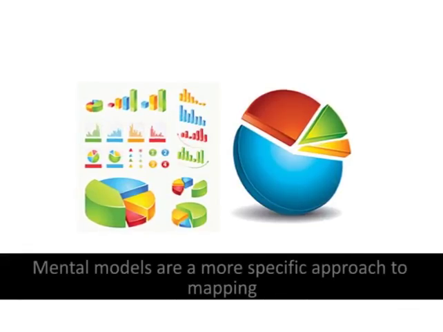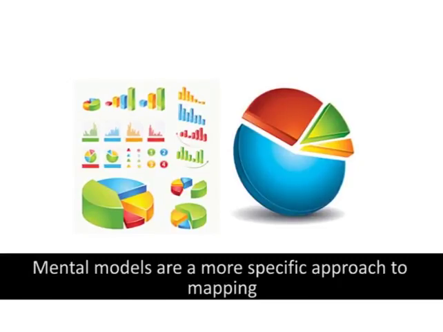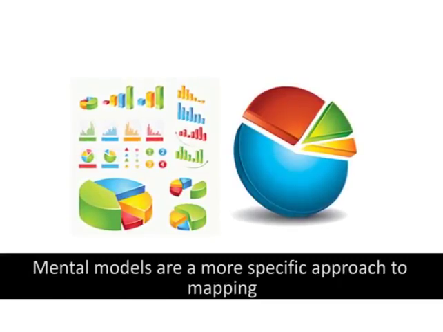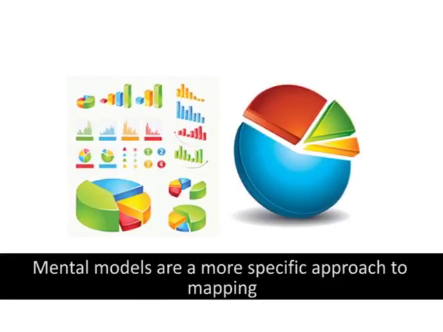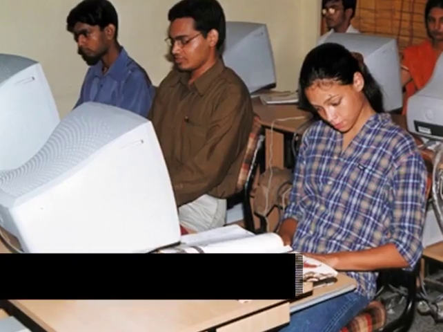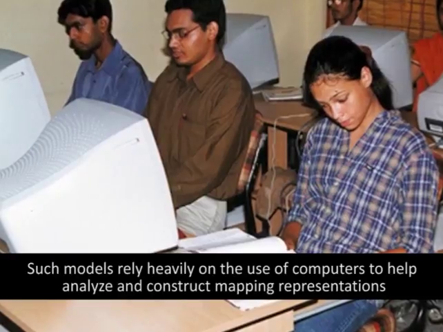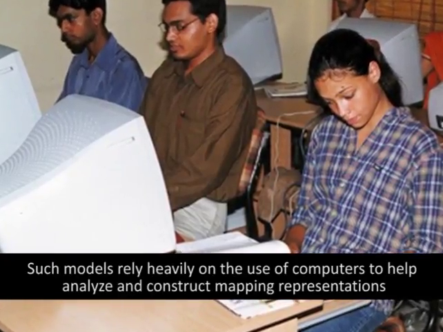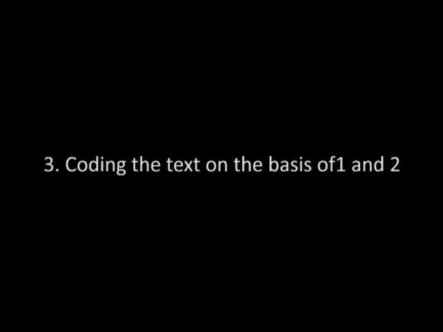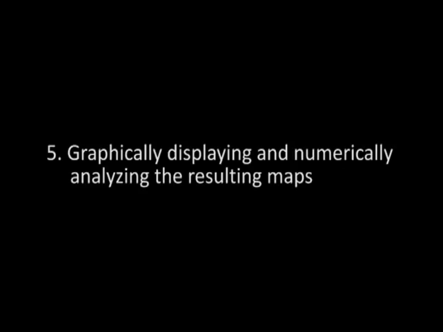Mental models are a more specific approach to mapping because, beyond extraction and comparison, they can be numerically and graphically analyzed. Such models rely heavily on the use of computers to help analyze and construct mapping representations. Typically, studies based on this approach follow 5 general steps: identifying concepts, defining relationship types, coding the text on the basis of 1 and 2, coding the statements, and graphically displaying and numerically analyzing the resulting maps.